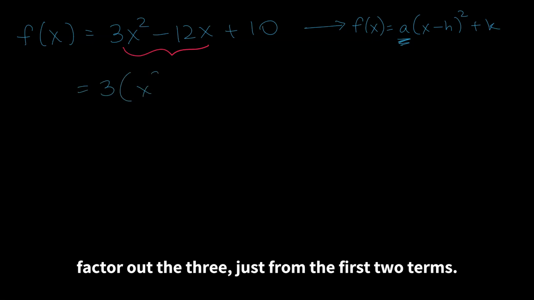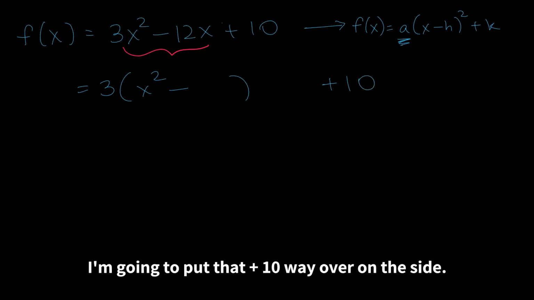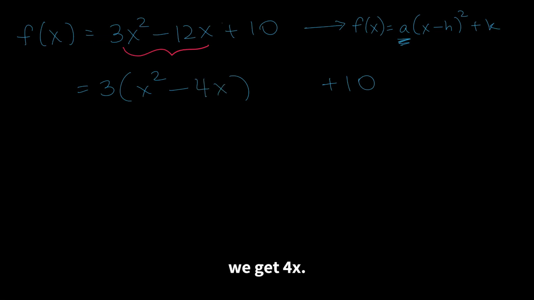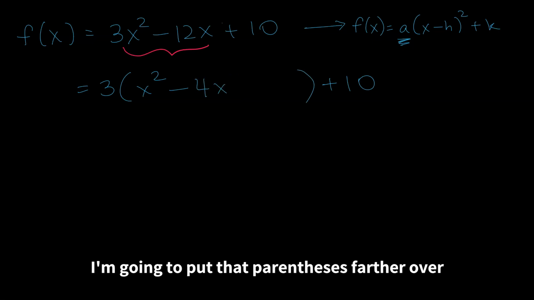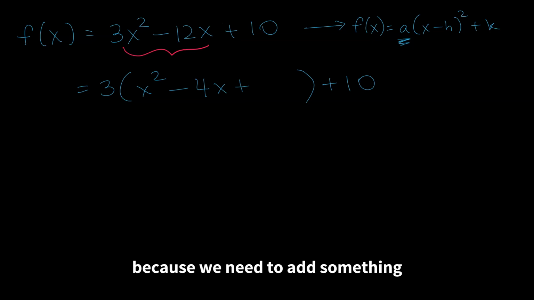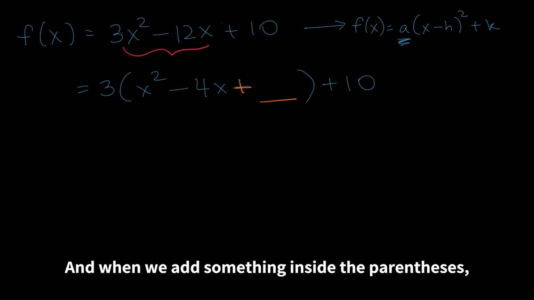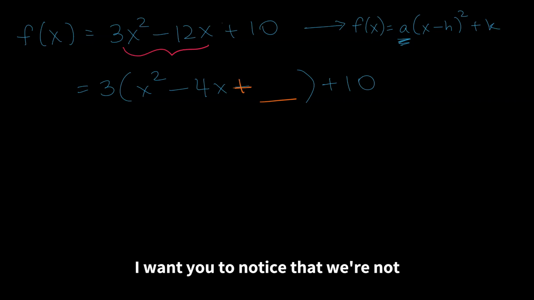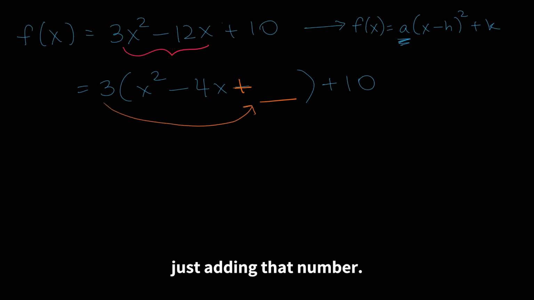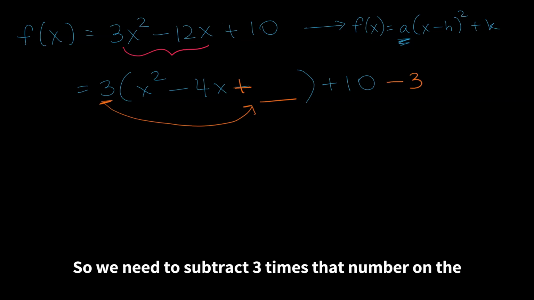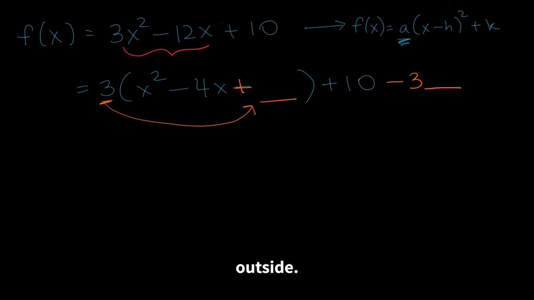So the first step, factor out the 3 just from the first 2 terms. I'm going to put that plus 10 way over on the side. So 3x squared minus, factor out a 3 from 12, we get 4x. And this time I'm going to put that parentheses farther over because we need to add something inside this parentheses this time. And when we add something inside this parentheses, I want you to notice we're not just adding that number, we're adding 3 times that number. So we need to subtract 3 times that number on the outside.